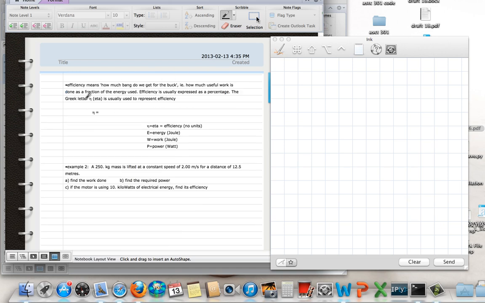Okay, actually before the example we have one more definition. Efficiency, it's the ratio of the output energy or power to the input energy or power.